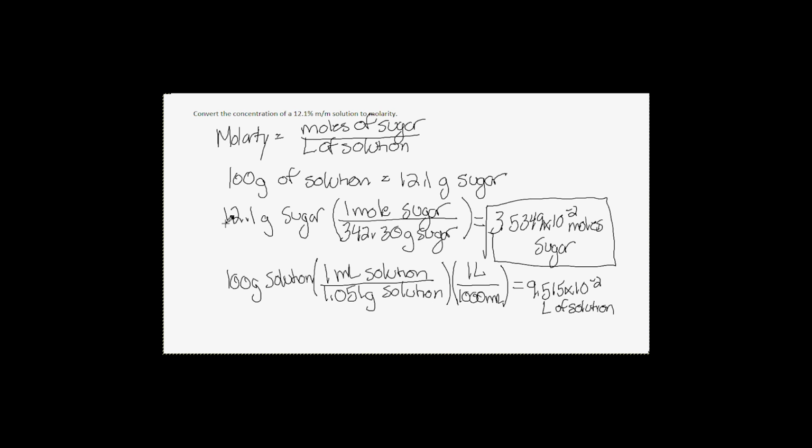Now that we've converted the mass of sugar to moles of sugar and the grams of the solution to the liters of solution, we can calculate the molarity of the solution. So, we know the moles of sugar is equal to 3.5349 times 10 to the negative second moles, and the volume of that solution is equal to 9.515 times 10 to the negative second liters of solution. When you plug these values into your calculator and divide, you should get that the molarity of the solution is 0.372 molar, taking into account the sig figs from the original value of 12.1%.